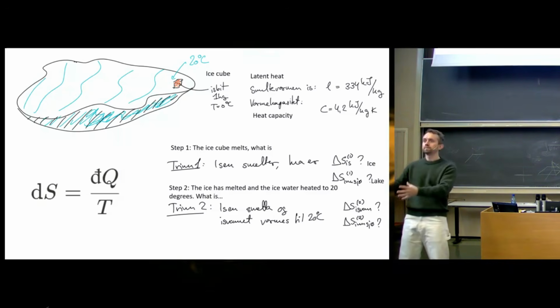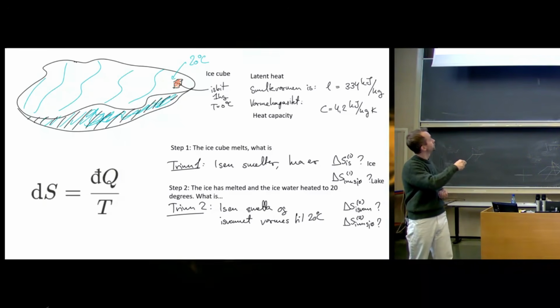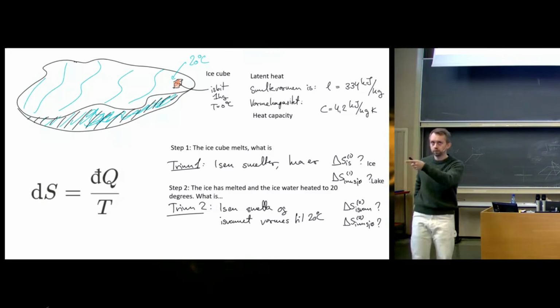When the ice cube melts, my question is, what is the change in entropy of the ice, and what is the change of entropy in the lake? And if you are able to do this quickly, then you can do step 2. When the ice is melted and the ice water heats to 20 degrees, what is the change in entropy of the water, and what is the change of entropy of the lake? So this is ice water. It means the water that came from the ice cube. All right, try to solve step number 1.